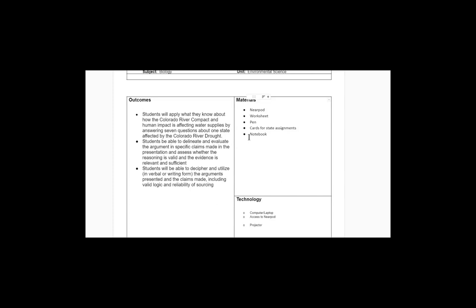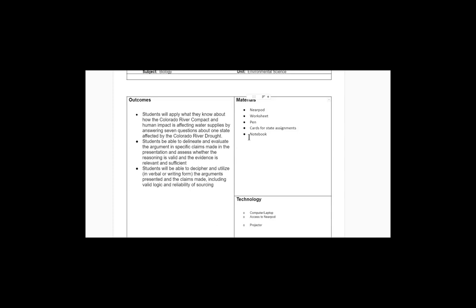Number one, students will apply what they know about how the Colorado River compact and human impact is affecting water supplies by answering 7 questions about one state affected by the Colorado River drought. Number two, students will be able to delineate and evaluate the argument and specific claims made in the presentation and assess whether the reasoning is valid and the evidence is relevant and sufficient. Number 3 is students will be able to decipher and utilize in verbal and writing form the arguments presented and the claims made, including valid logic and reliability of sourcing.